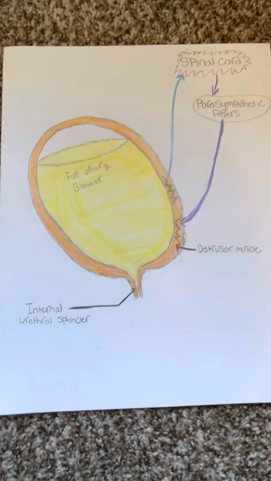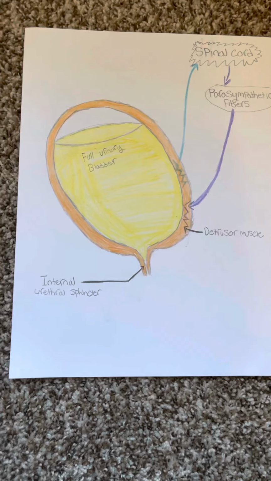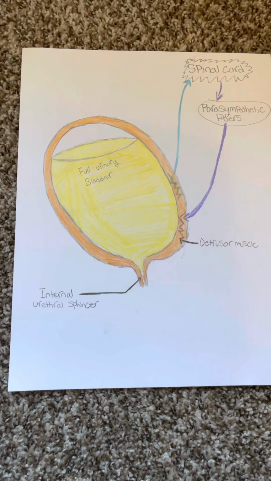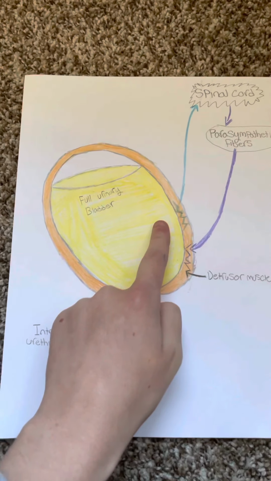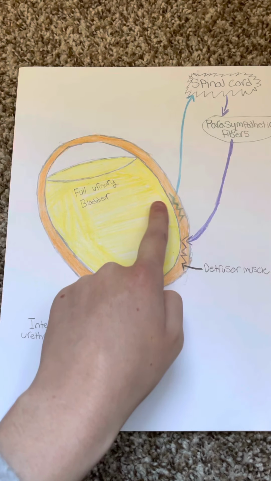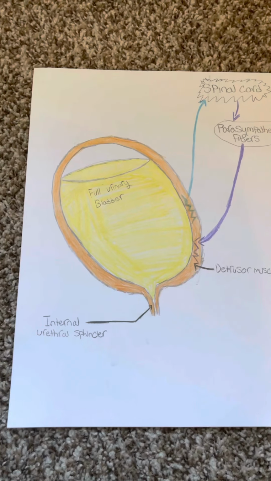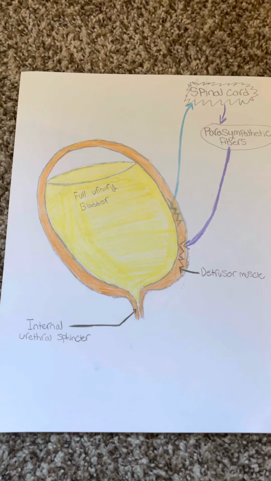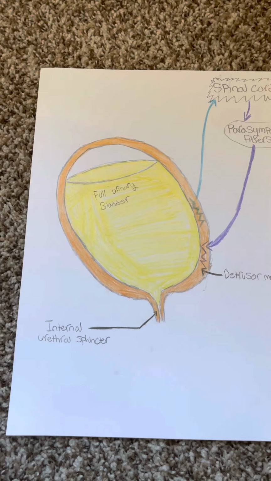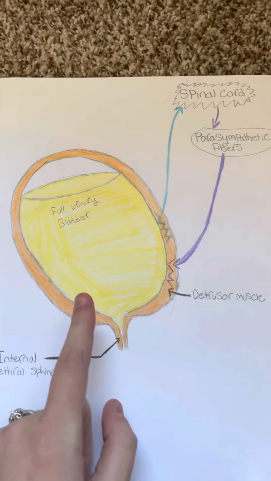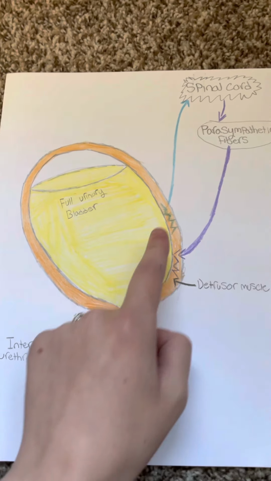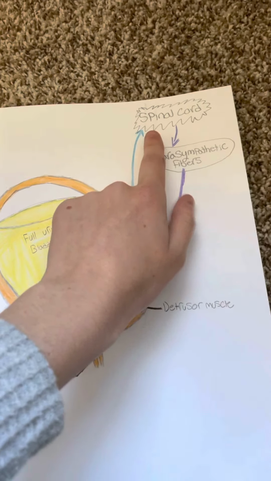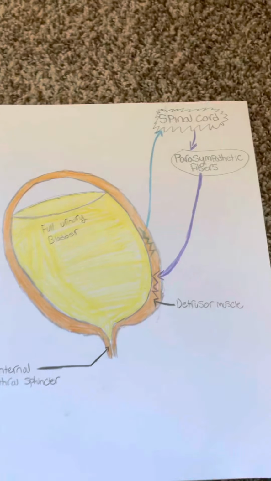So the Micturition process works once the stretch receptors detect the bladder filling. So I have my stretch receptors right here, and they are detecting that the bladder is filling. So the afferent signals send signals to the spinal cord. So it gets the signals from the bladder filling and sends them to the spinal cord. This is my drawing of a spinal cord.